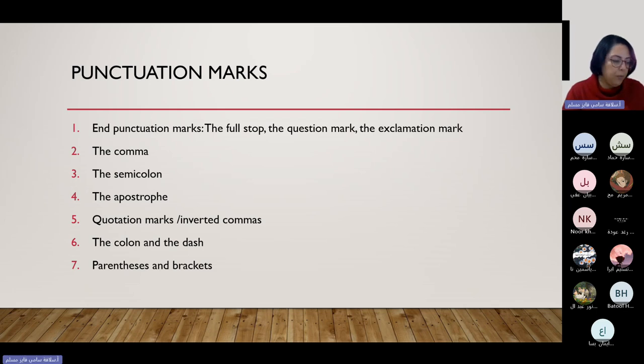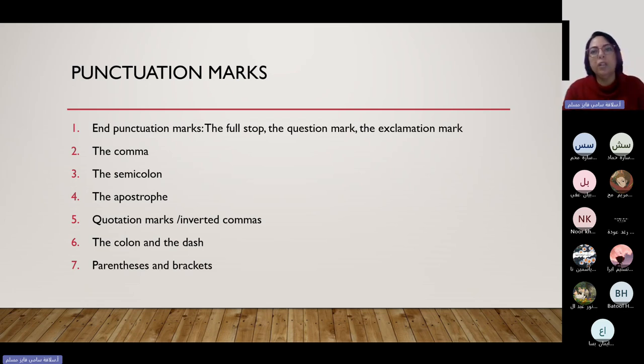Yeah. So when we talk about punctuation, we talk about what are called end punctuation marks: full stop, question mark, and exclamation mark. These come at the end of a sentence. And a comma, a semicolon, an apostrophe, quotation marks or inverted commas, colon and dashes, parentheses and brackets. So these are the main punctuation marks, or all of the punctuation marks that we use in writing.